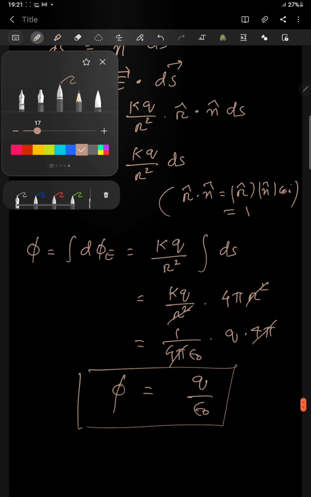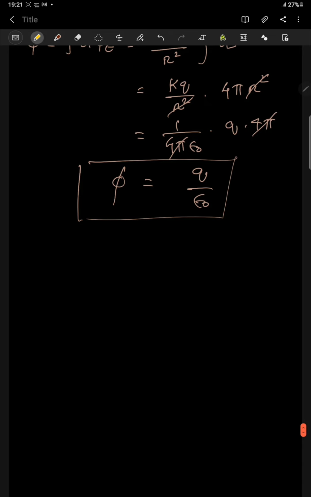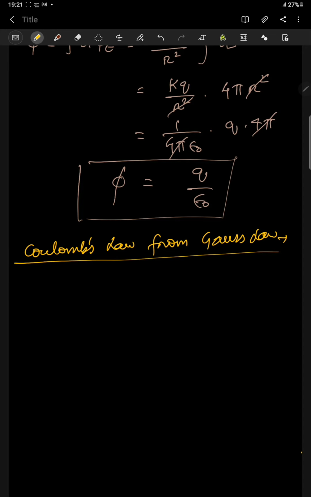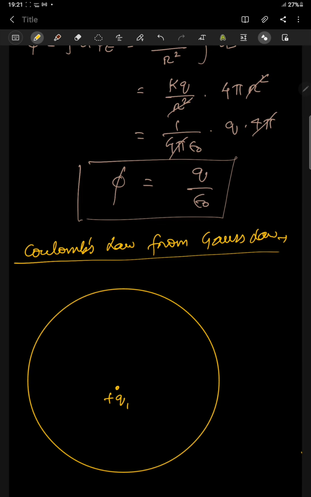So another important problem associated with this is the proof of Coulomb's law from Gauss law. We have to derive this Coulomb's law from Gauss law. So again, for this, what I will do is, I will take a charge plus q1, right? And again, I have to choose a Gaussian surface. So let the Gaussian surface be a sphere for this case. So it will be like this.